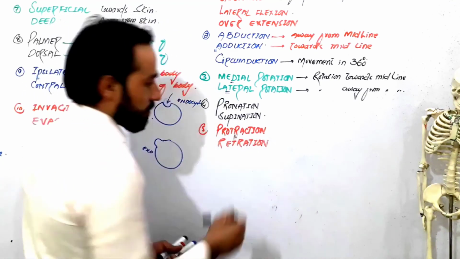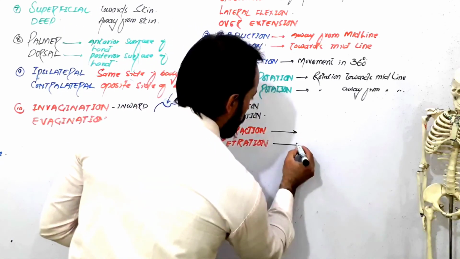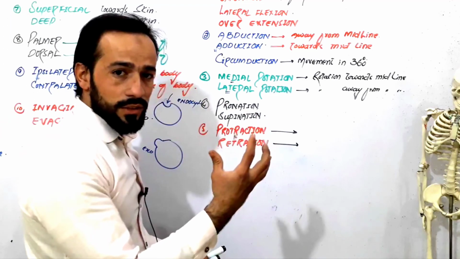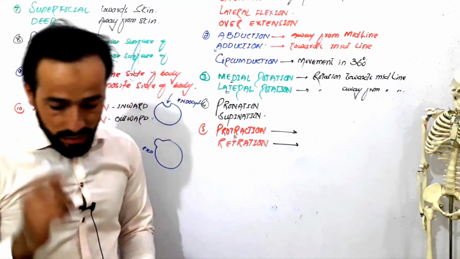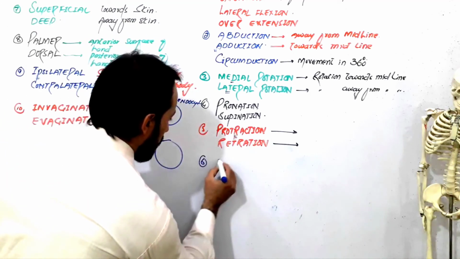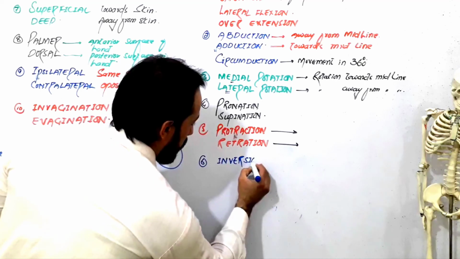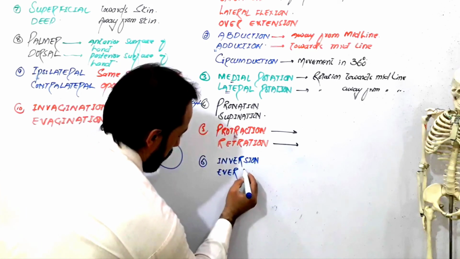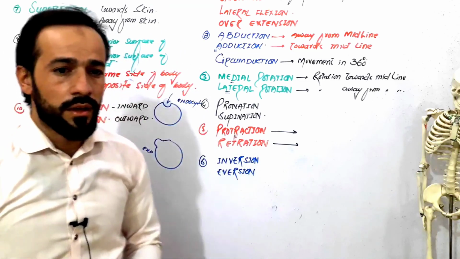So protraction and retraction is another movement, right? So we don't need to write them also here. Why? Because I'm doing all those actions in front of you. Protraction, retraction, right? Then there is another movement, and that is called inversion and eversion. Number 6. Inversion and eversion.